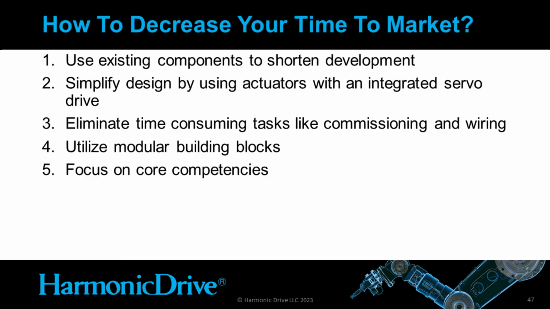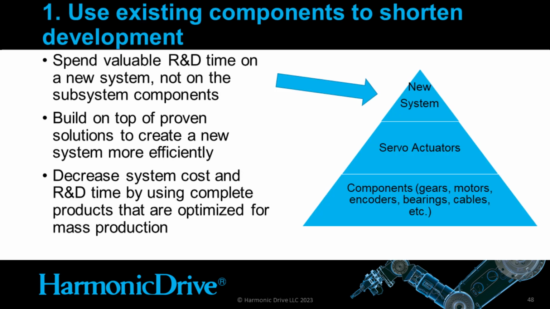So with all of this being said, how do we decrease our time to market? I'll go into all of these in a little bit more detail, but from a general standpoint, you use existing components to shorten development time, simplify your design by using actuators with an integrated servo drive. You eliminate time-consuming tasks like commissioning and wiring, and you utilize modular building blocks. And finally, you focus on your core competencies. All of these things together will help you decrease your time to market.